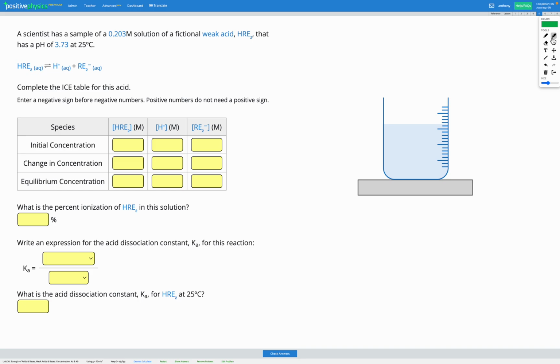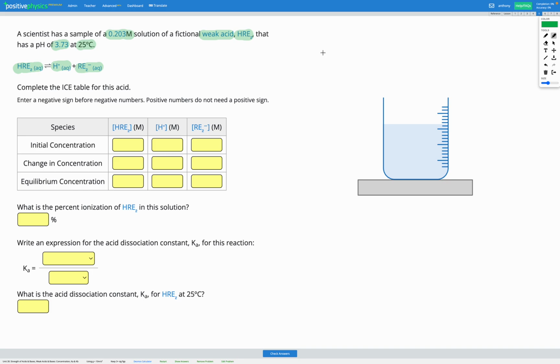In this question, a scientist has a sample of a 0.203 molar solution of a fictional weak acid with the formula HRE2 that has a pH of 3.73 at 25 degrees C. Here's our equation. HRE2 loses one H plus ion to become Re2 minus.